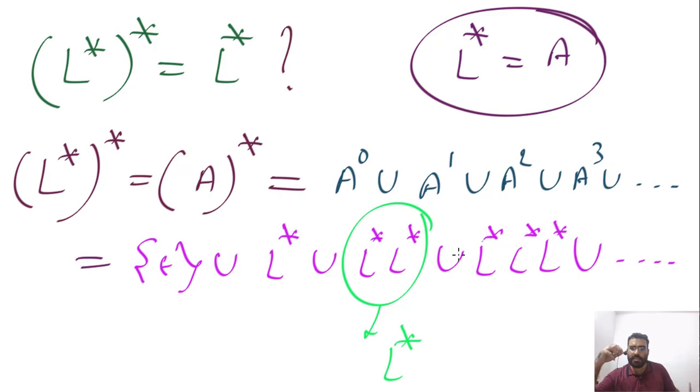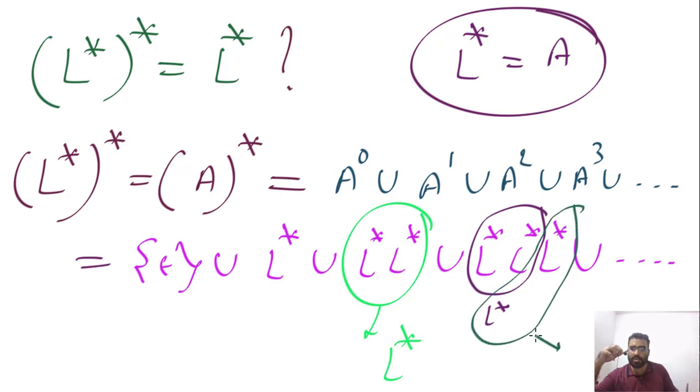We have already seen that if this is L star, because L star is L star, then you can see that this is also L star, and this is also L star. So finally what you got ultimately is that L star whole star will be L star union L star union L star and so on.